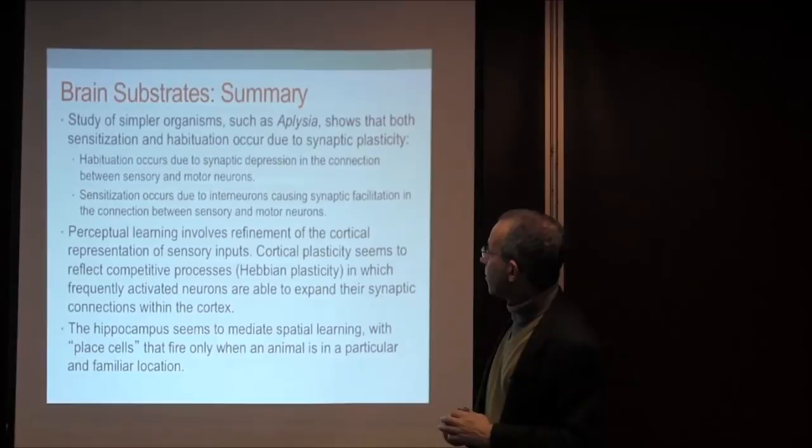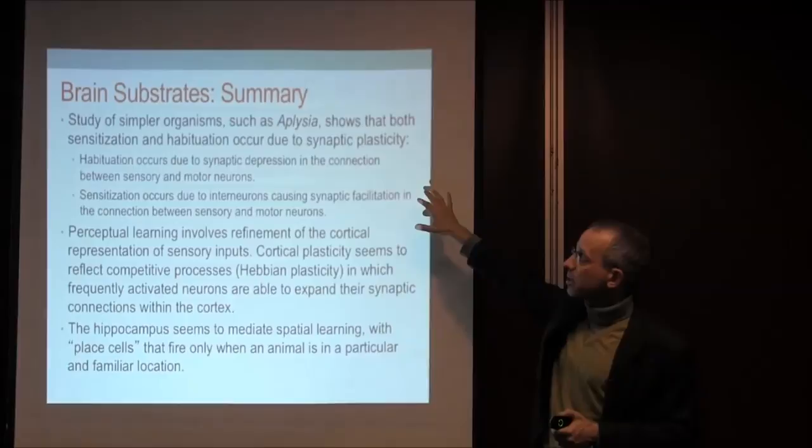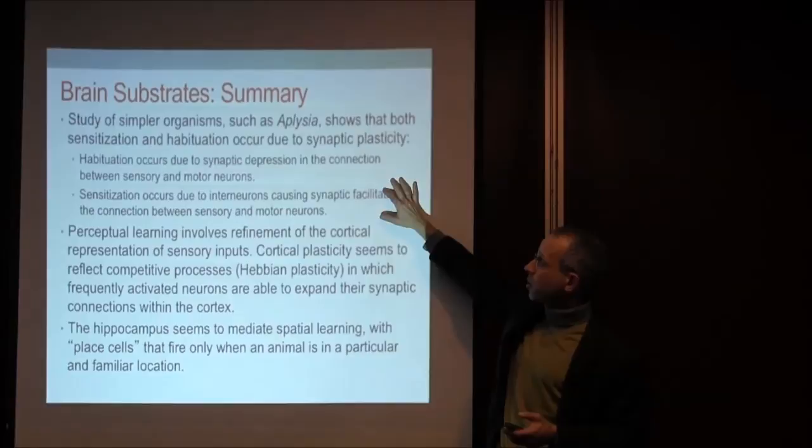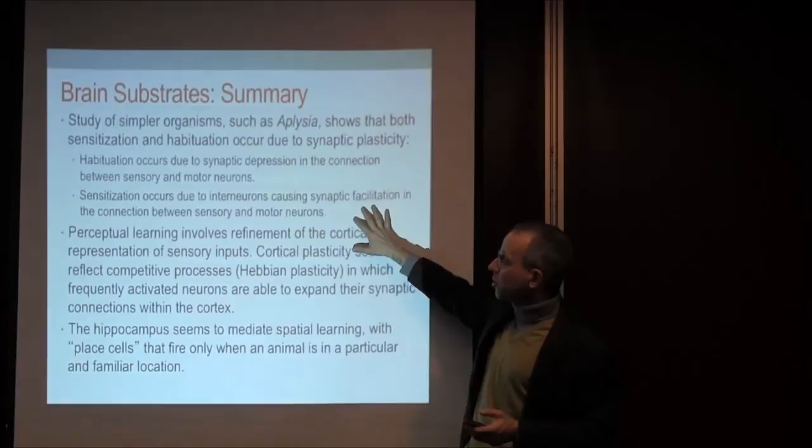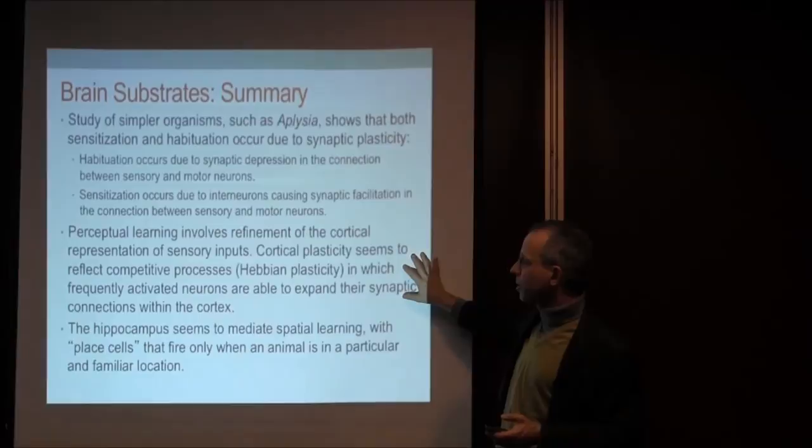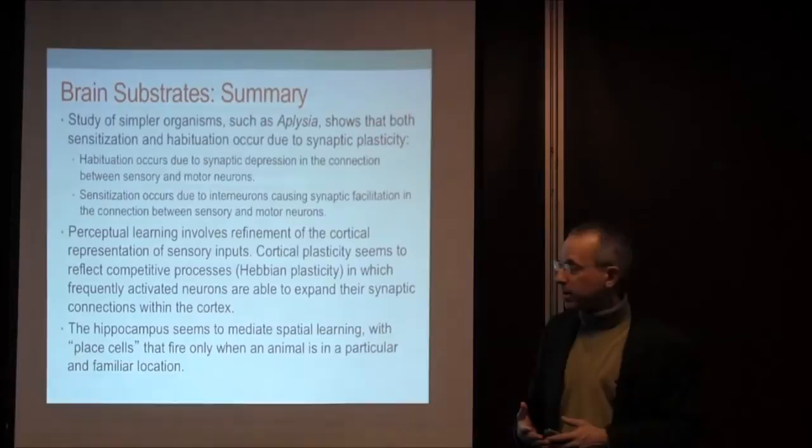So let me summarize the brain substrates. The study of simple organisms, especially the aplysia, shows that both sensitization and habituation occur due to synaptic plasticity. Habituation is due to synaptic depression in the connection between sensory and motor neurons. Sensitization is due to synaptic facilitation in the connection between these neurons as well. Perceptual learning involves refinement of cortical representation of sensory inputs, with cortical plasticity seeming to reflect a Hebbian-like competitive process. And I didn't talk about hippocampus and place cells, but you can find more of that in the textbook.